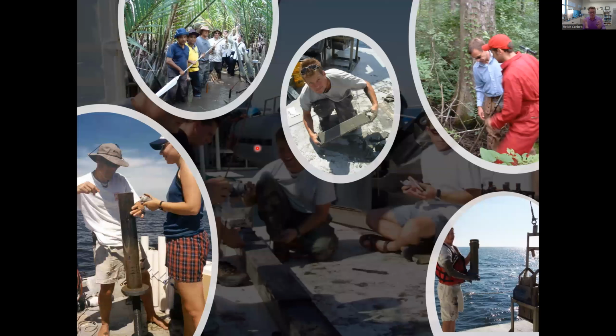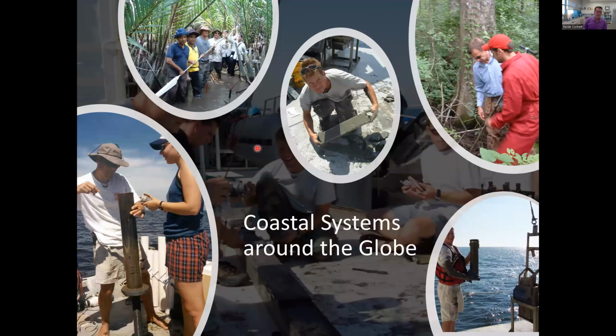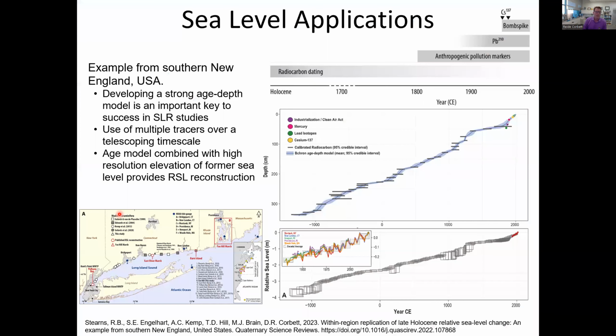And so as an example, I just want to show a couple examples of where I've done some work across the globe. This is a mangrove environment, a wetland environment, continental shelf environment, estuarine environment. So I've done work around the world in a lot of different environments, applying these 4 radionuclides for looking at sediment dynamics on very different timescales.